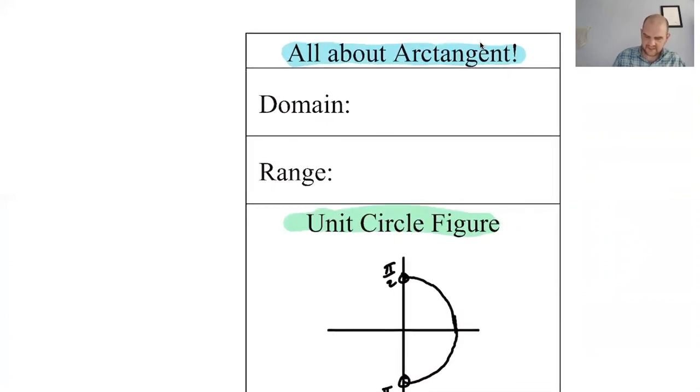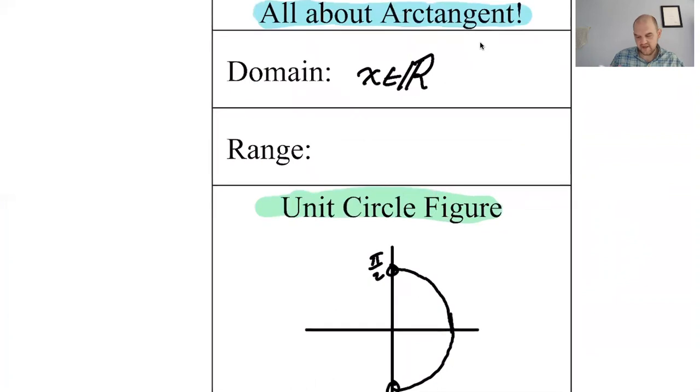So the domain of arctan will correspond to the range of one-to-one tangent, which is all reals. So for the domain of this thing, you can do the inverse tangent of anything. Pick whatever you want. You can find the inverse tangent of it. The range has to correspond to the domain of the one-to-one tangent function. That's wrong. That's going to be negative pi over 2 to pi over 2, exclusive. So you do not count those.